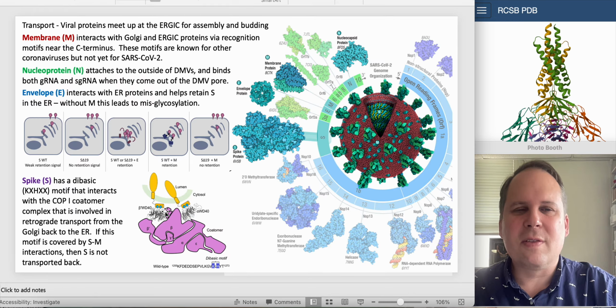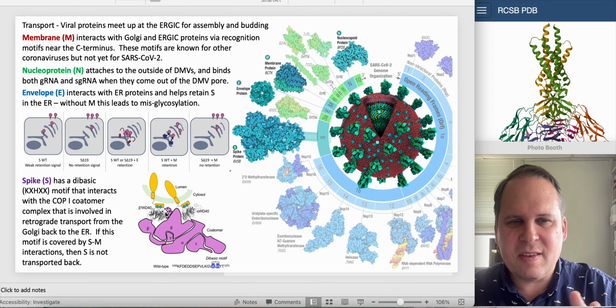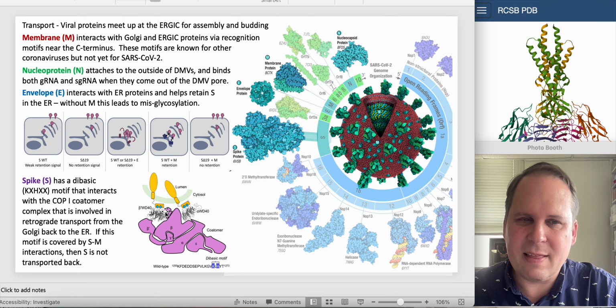All right, so that's enough about the components themselves. Now we'll talk about how they work in the next section.